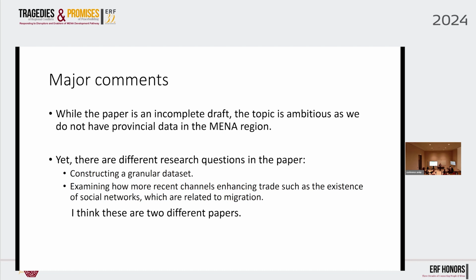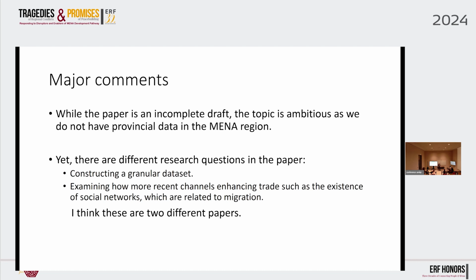Then I think that the paper itself should be a methodological paper rather than examining a minor research question. Because so far we have 3 different research questions in the paper. The first one, constructing a granular data set, which is very good and per se a sufficient research question. Second, examining how more recent channels like migration or Facebook can enhance trade. But I think those are really 2 different papers. And even the one that you presented today, on the effect of COVID closure, is a 3rd paper.